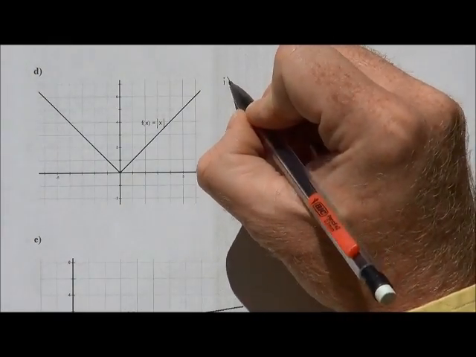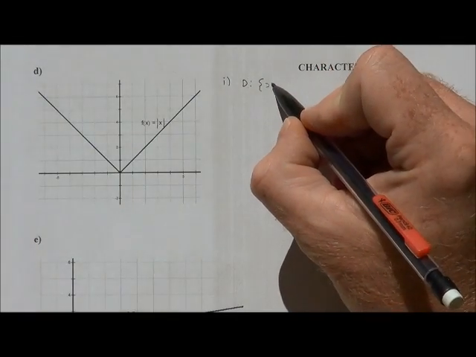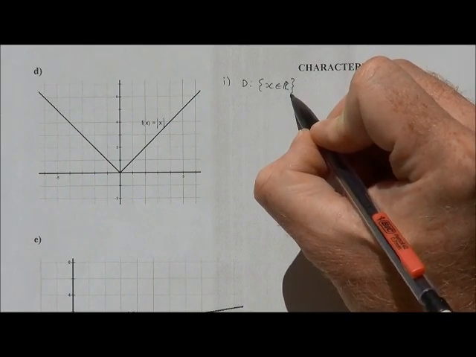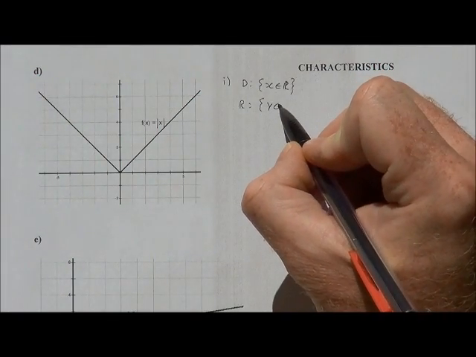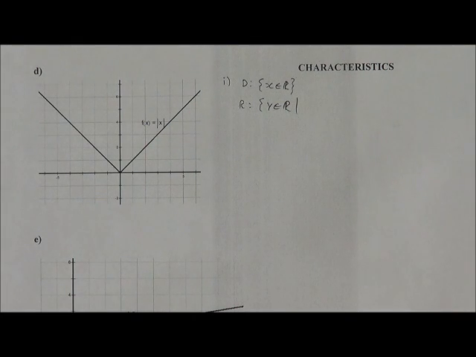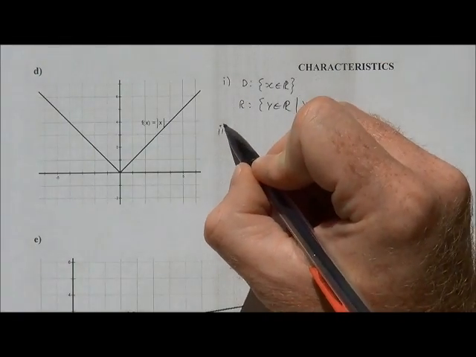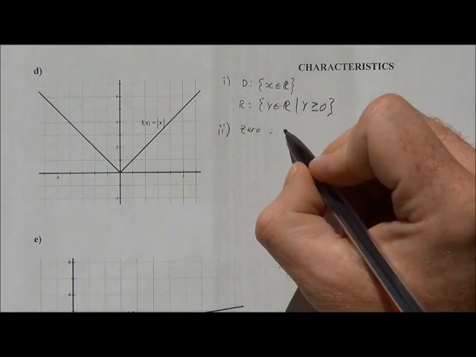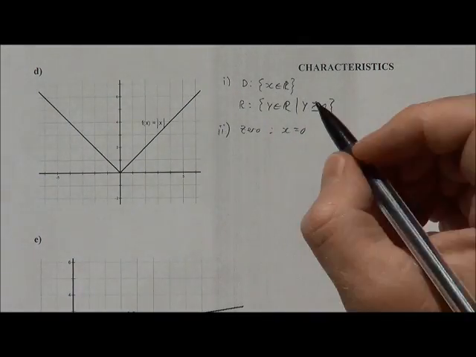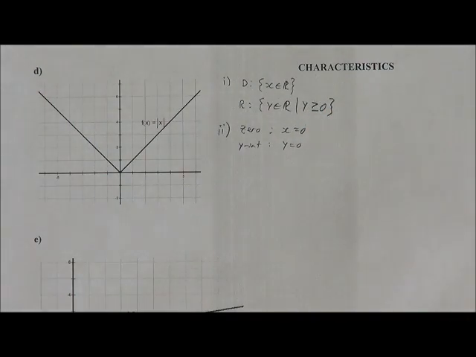The domain and range, so we can see the domain is x is an element of all real numbers. The range, y is an element of all real numbers such that y is greater than or equal to 0. Zeros and intercepts, well, it looks like there's one 0, x equals 0, and the y-intercept, y equals 0.